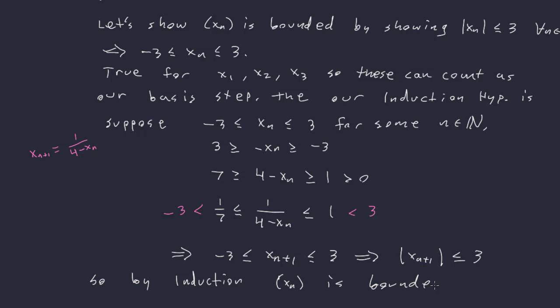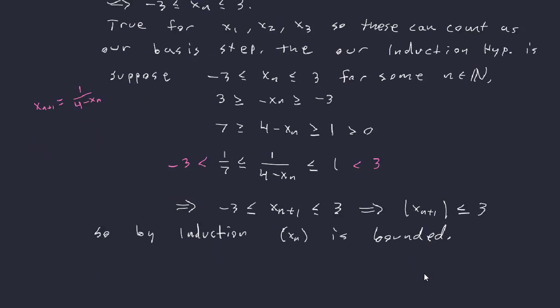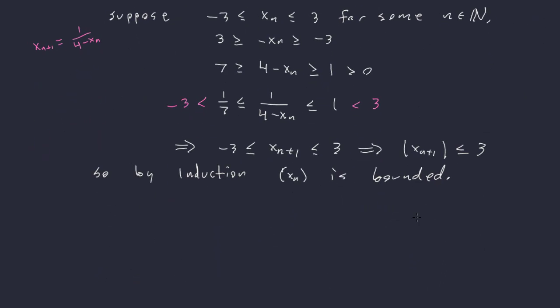Now note, this probably is not the least upper bound, because as you see here, when we were doing this, we got like 1/7 and 1 here. So it's possible that we have a better lower bound that we could find, but that doesn't really matter. We just need to show that it is bounded. Okay, so now let's try and show that it is decreasing.